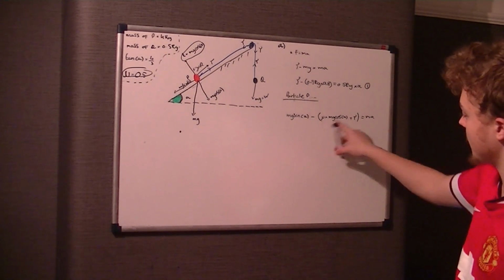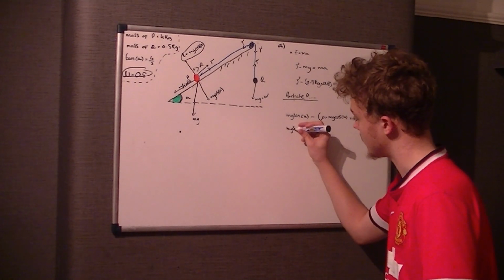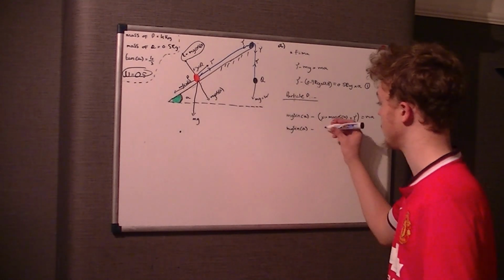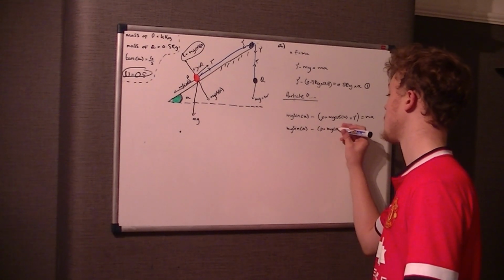Now just expand this out in terms of putting it like this. So mg sine A. I've not put the individual values in just yet, so you can get the basic idea of where we're going with this. Take mu times mg cos A.